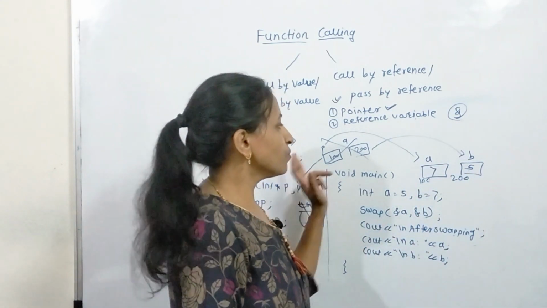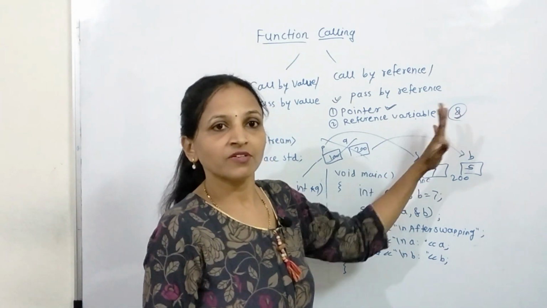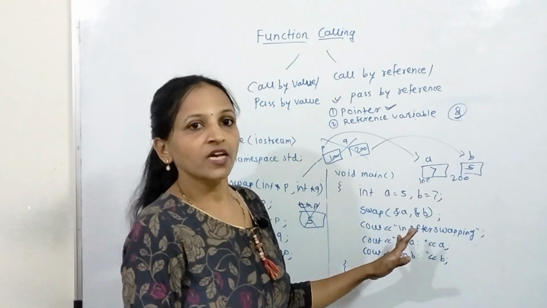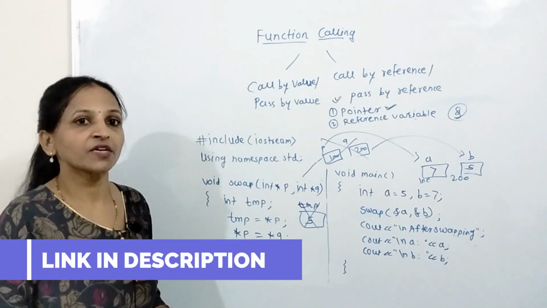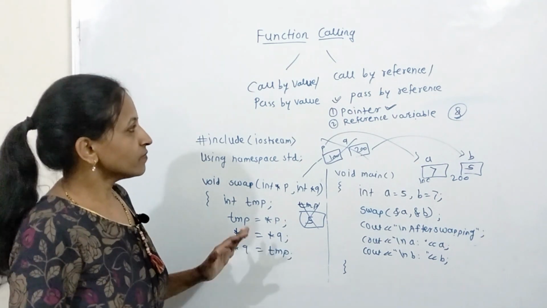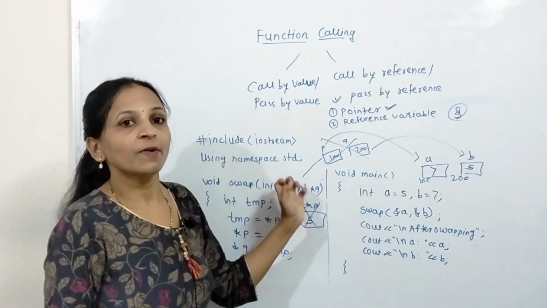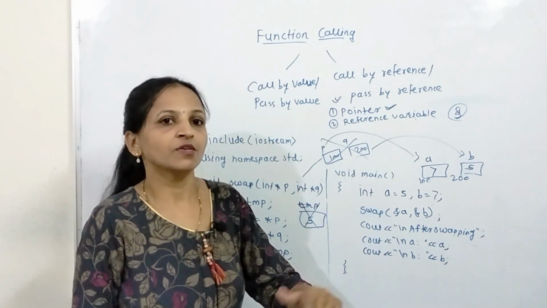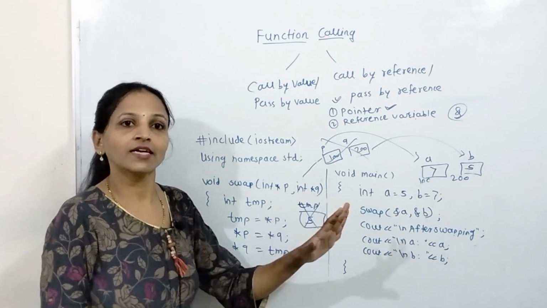Getting? Using pointers we can achieve call by reference, or pass by reference, in this way. Okay, if you want to learn in depth, you can watch our C programming video for call by value and call by reference. Now here is one new concept in C++, that is call by reference using reference variable, that I am going to explain. Let us see the example.